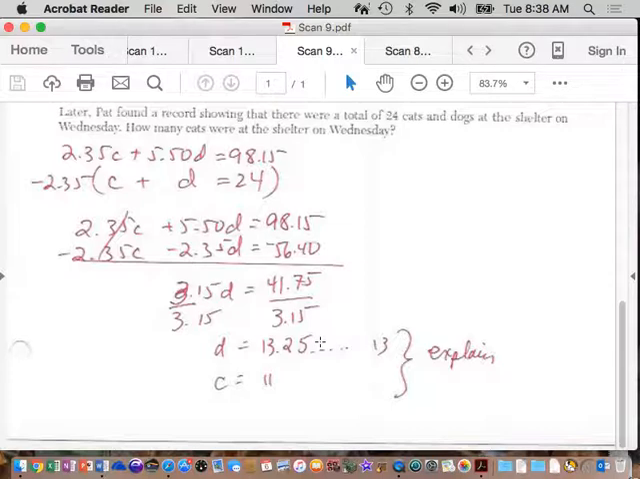Wait, what if we also got C as 11? That's fine. I don't really care. I just care about the direction. If you wrote C plus D is 24, and then you tried to pair them up, good enough for me, give yourself full credit. I don't care if you got 11, 10, or 403.